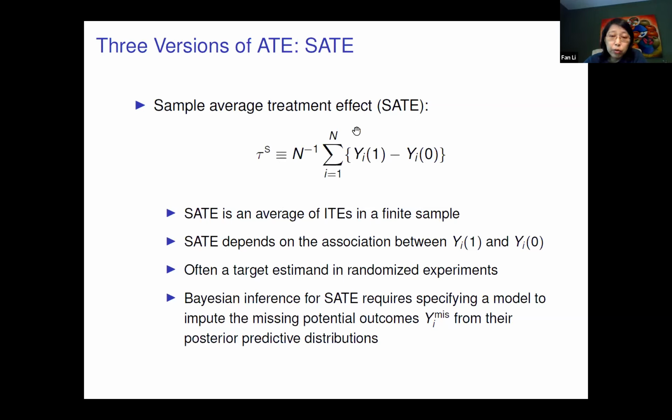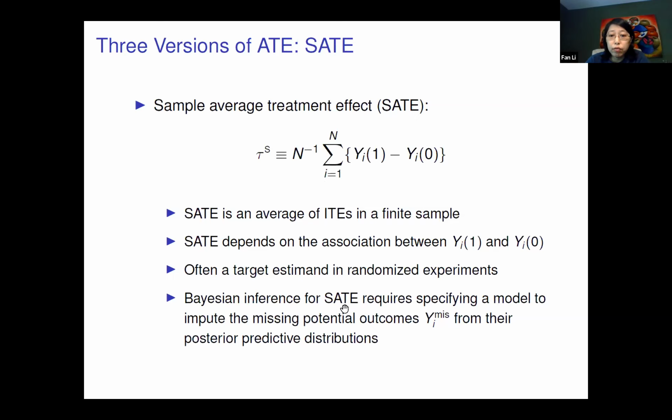If you look at this, you have a finite sample, and SATE is an estimand that only involves the potential outcomes in that sample alone. It doesn't involve any population. But of course, we're missing half of them.